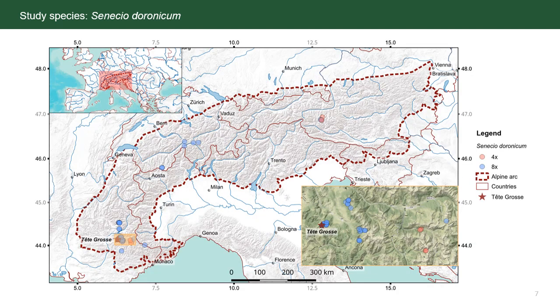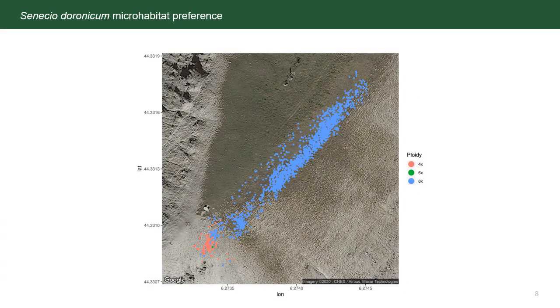We went around during 2016 through 2018 and sampled, together with a lot of other Asteraceae, Senecio doronicum too, and we indeed confirmed that the tetraploid cytotype was very rare throughout the Alpine Arc. The only population that we found where both cytotypes occurred together was on Tête Grosse in southwest France. This area is also known to be a hybrid zone for other plant and animal species, so it was an ideal choice for our testing of the effects of polyploidization.